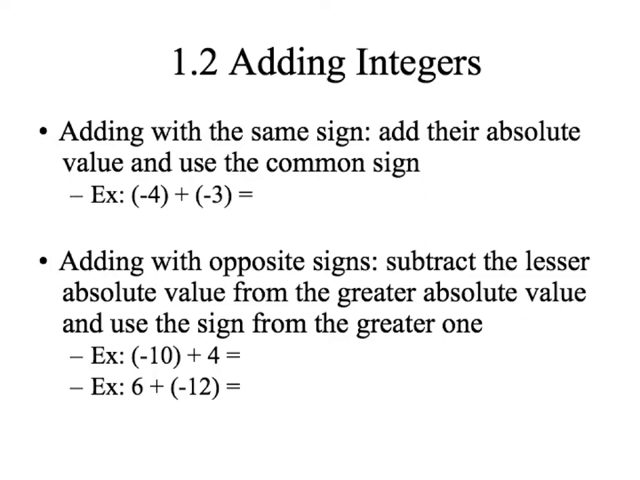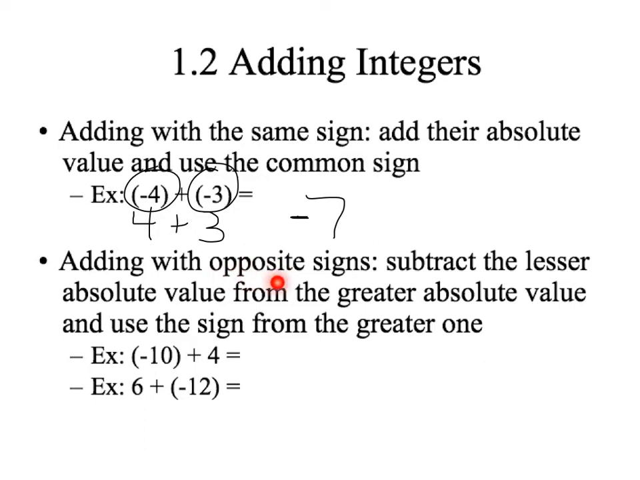Adding with the same sign: add the absolute value of the numbers and then use the common sign. What that is saying is, if we use a negative 4, the absolute value of negative 4 would be just positive 4, and the absolute value of a negative 3 would be 3. You add those together and you get a 7, but you have to use the common sign here. Since we added negatives, it would be a negative 7. So that is a trick that you can use. That one's not as hard as the next one here.